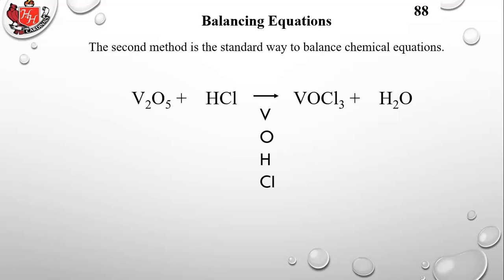But the box method, as you saw, takes up a lot of space and takes a lot of time to write out all the boxes. So you should eventually learn to do it this way. And it's just really by counting atoms. So the second method is a standard way to balance the chemical equations.